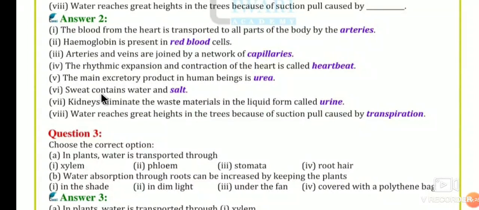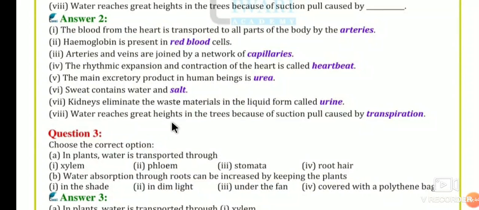Sweat contains water and salt content. Kidneys eliminate the waste materials in liquid form called urine.